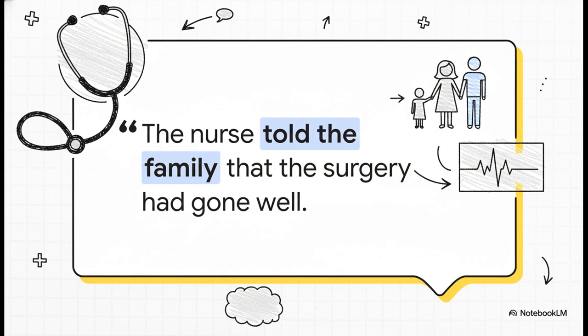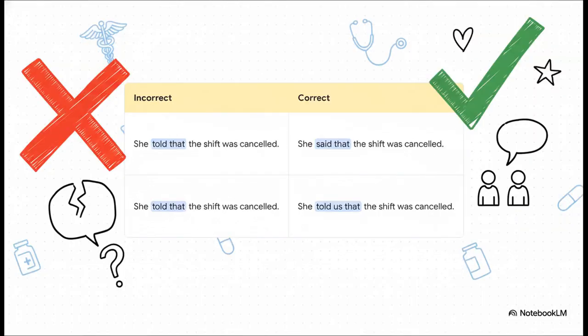The nurse told the family. The object here is the family. The verb told has to have that. It creates this direct link showing us exactly who got the information. And what's great about this slide is it shows the mistake we hear all the time. You can't just say, she told that. It feels like it's hanging, right? It's missing who she told. So you either have to switch verbs and say she said that, or you've got to add the person. She told us. Simple as that.